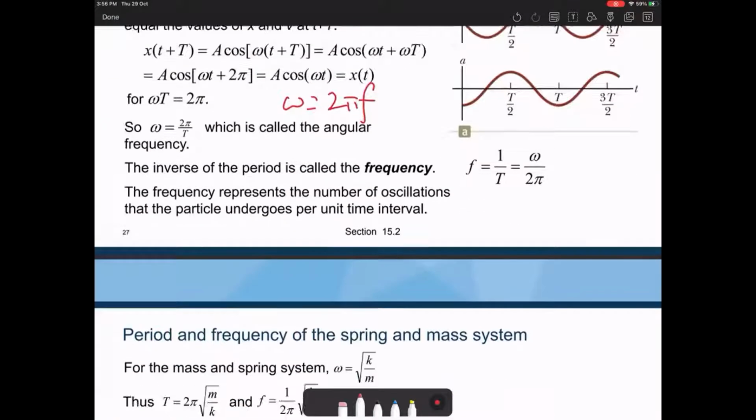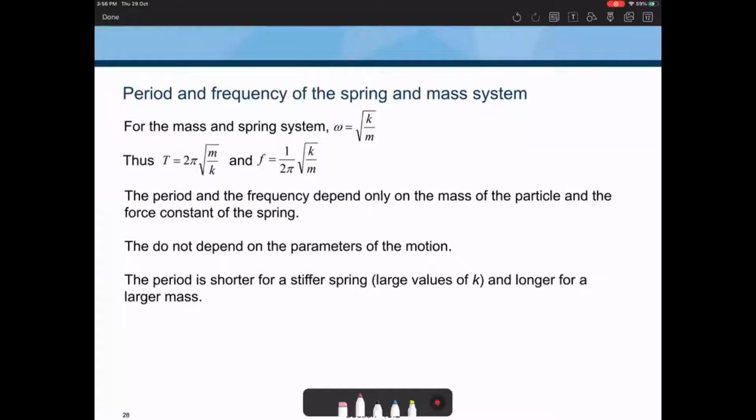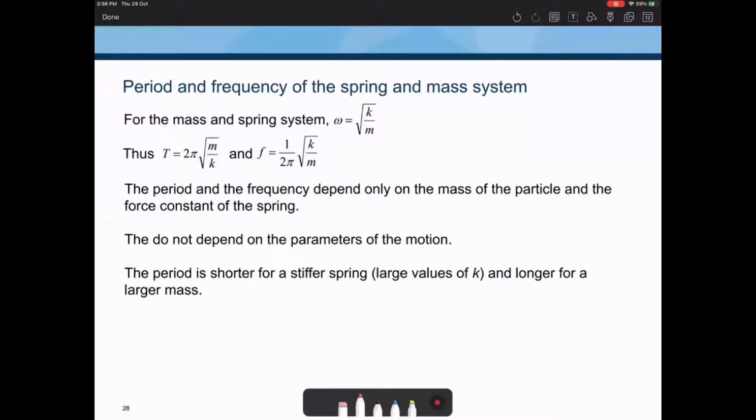So these are all related to the period and the frequency of the system. For the case of the mass and spring system, as we have discussed, the acceleration is equal to minus k over m times x for the spring and mass system.